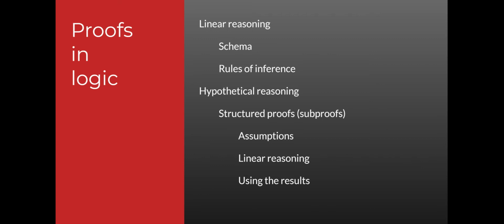When we make a proof, there's two fundamental kinds of proofs that exist. One is described as linear reasoning, for which we're going to need to understand what a schema is, and for which we're going to need to understand what rules of inference are. And then we're going to want to understand hypothetical reasoning, which uses structured proofs, which are also known as subproofs, which have three components. One is assumptions, the second is linear reasoning, and the third is how we use the results of a structured proof.